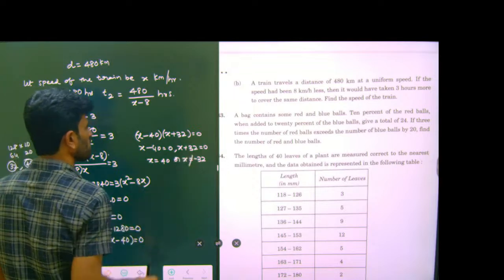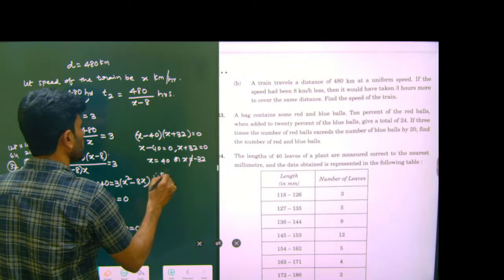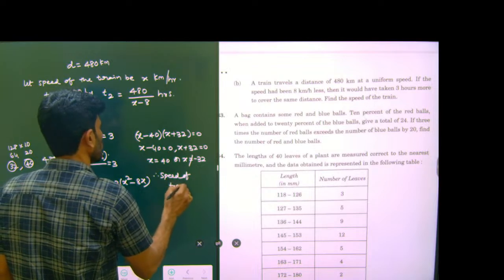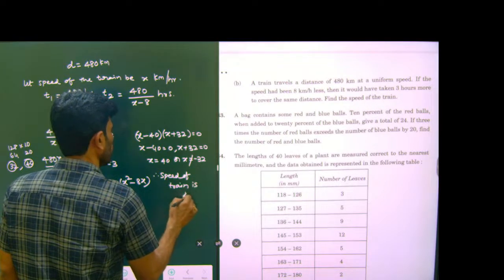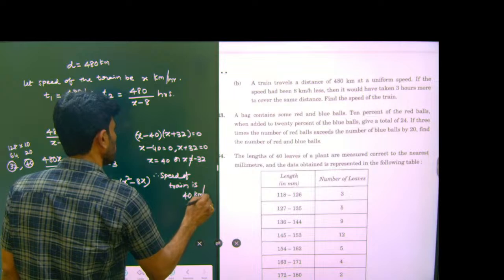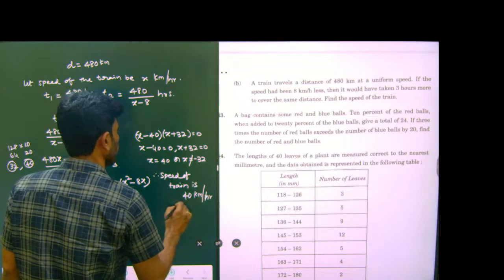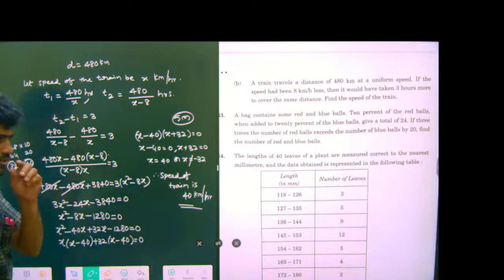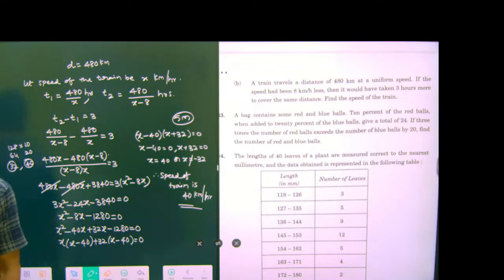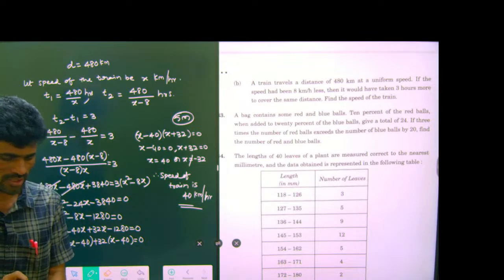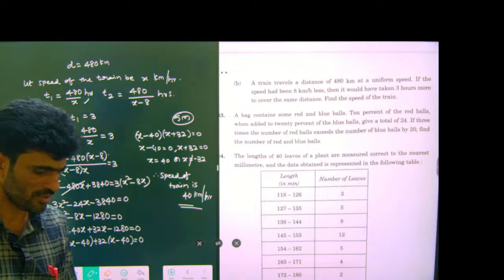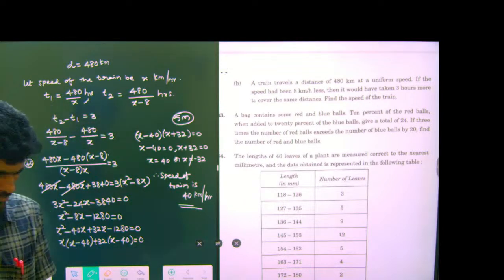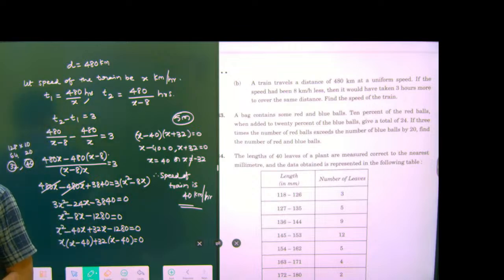So we cannot take speed as negative, therefore speed of the train. Speed of train is what? 40 kilometers per hour. Speed of the train is 40 kilometers per hour. Here it is 5 marks question. Either this one or that right angle triangle one, any one you can solve. You will get 5 marks for it. Hope you understood this one.